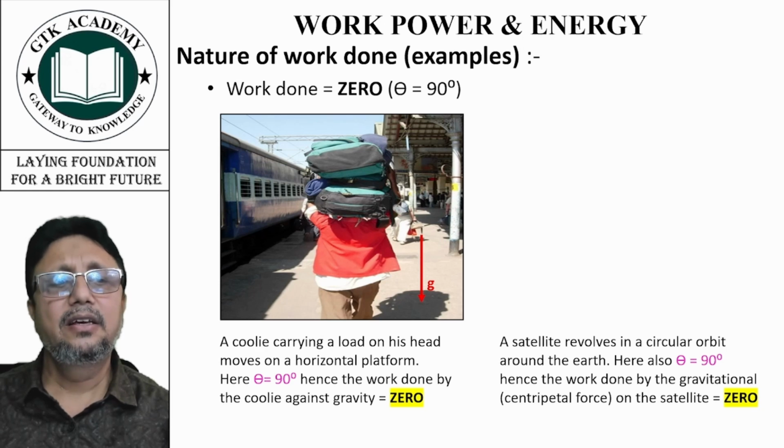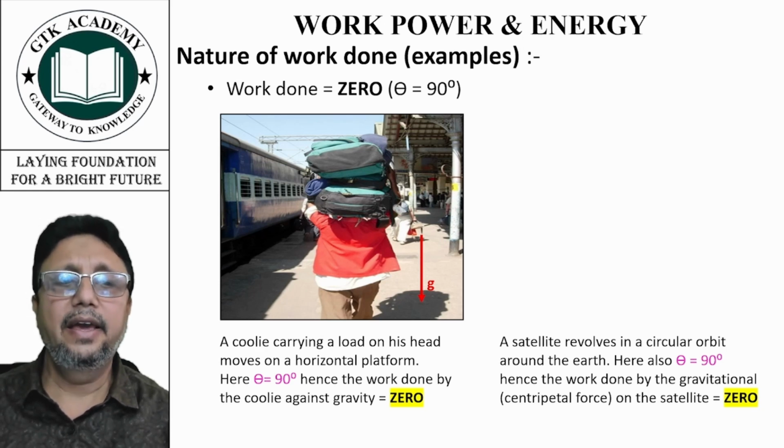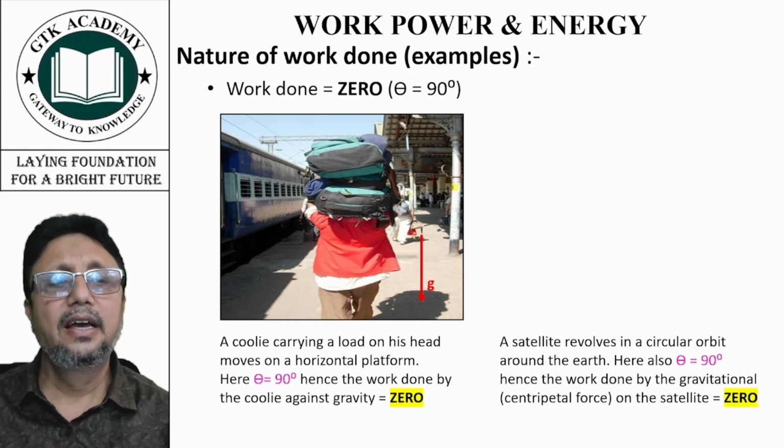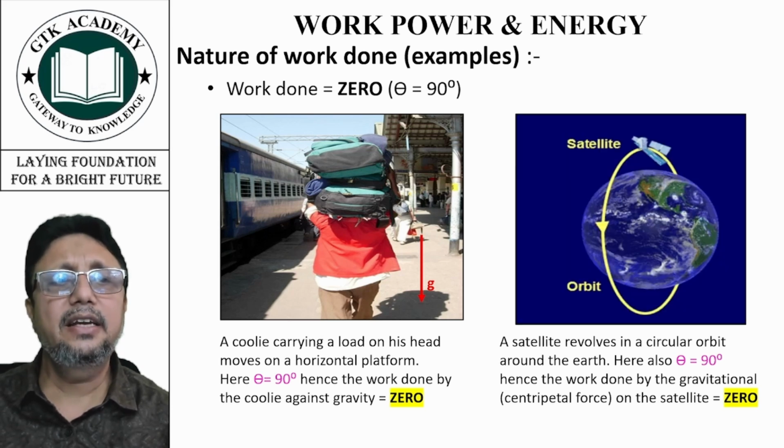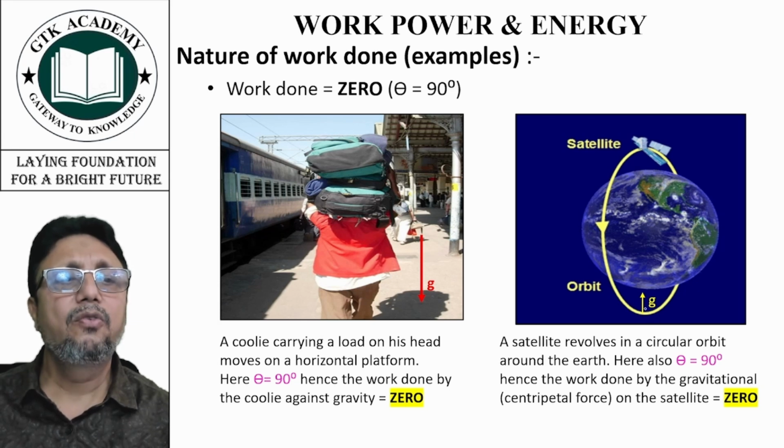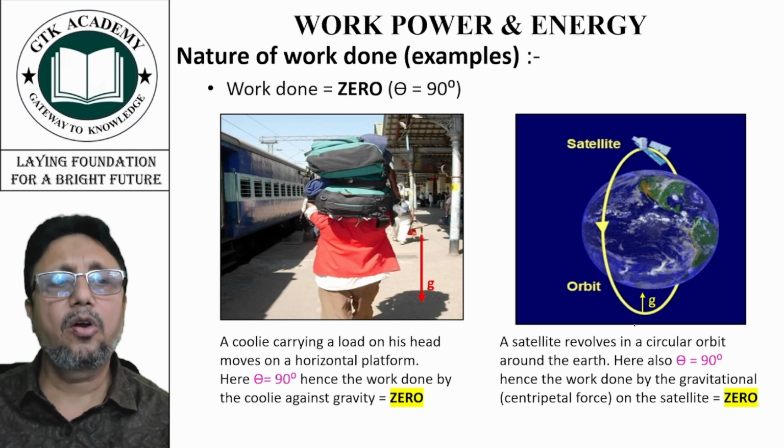Now, a satellite revolves in a circular orbit around the Earth. Here also theta is 90 degrees. Hence, the work done by the gravitational force, which is the centripetal force on the satellite, is again zero. This is a satellite which is moving in a circular orbit around the Earth. So the gravitational force at any point acts in this direction, which is a centripetal force, which keeps it moving in a circular orbit.